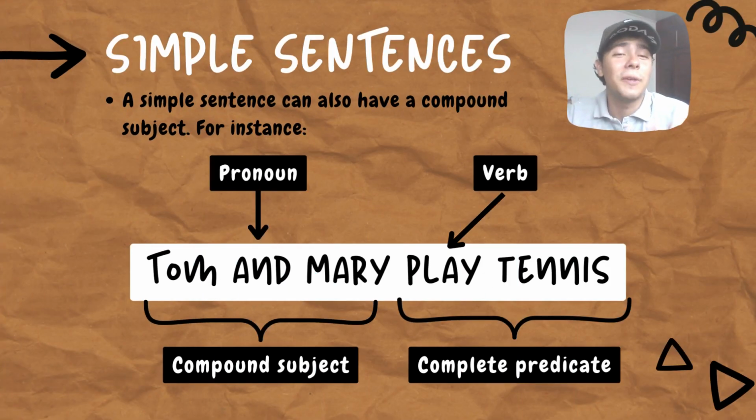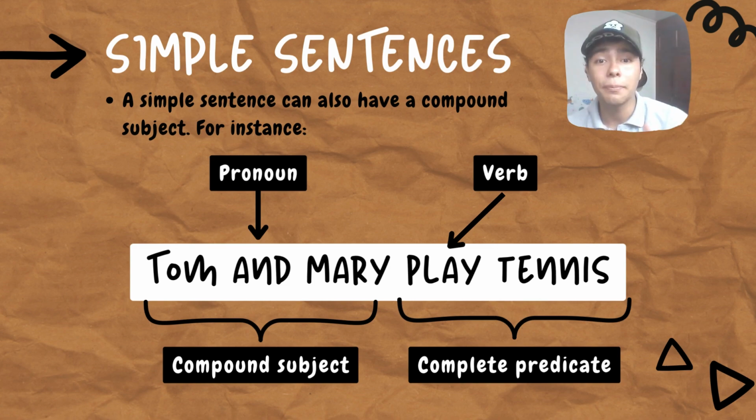Of course, we can find some sentences that have a compound subject and just one predicate. For example, here we have Tom and Mary, and then we have the verb and the rest of the sentence, which is tennis, the complement, right? So this is still a simple sentence. Don't get confused with this.